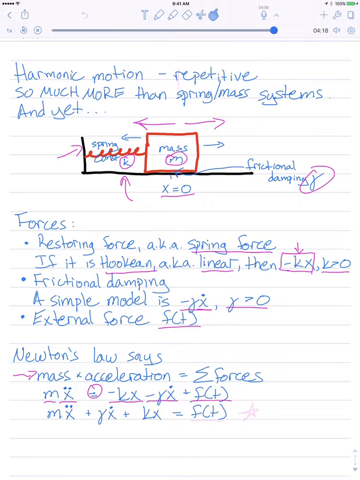It's common to bring all the terms involving x to the left-hand side, so we get this equation here, m x double dot plus gamma x dot plus kx equals f of t. And you'll notice that this is a linear constant coefficient differential equation, potentially with an inhomogeneity here on the right-hand side. And so this topic of harmonic motion is very relevant to linear differential equations, and if you know techniques for solving linear constant coefficient differential equations, you can apply them to solve this problem.